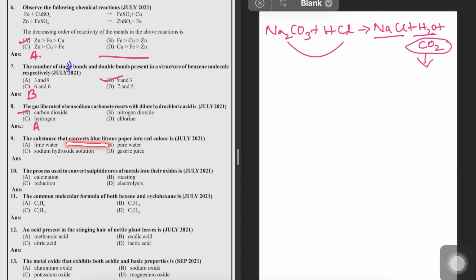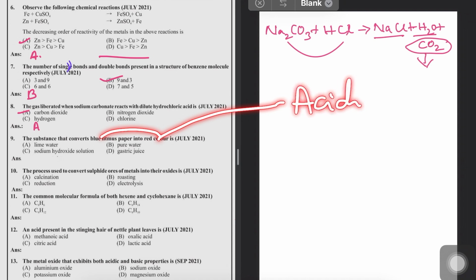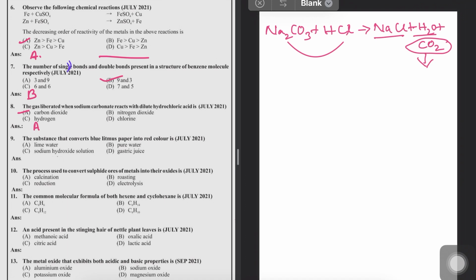The substance that converts blue litmus paper to red color is. Which is the substance that will be converting blue litmus paper to red? So if the blue litmus should change to red color, then it should have acidic properties. It should be acidic in nature. Keeping that concept in mind, let us solve this question.